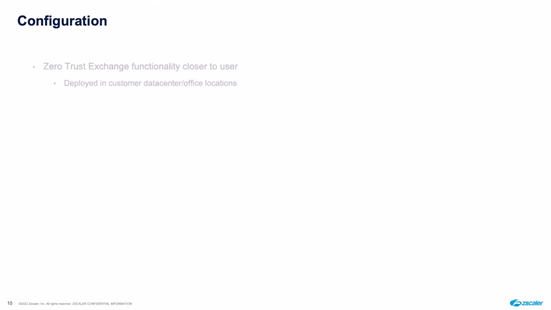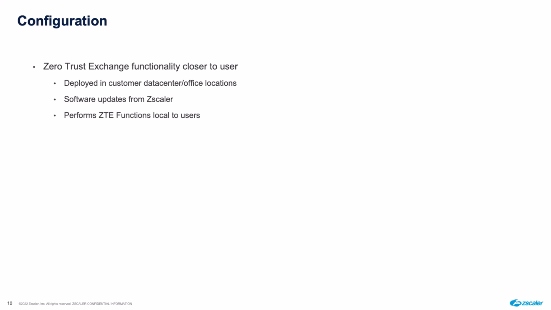So if we think about the configuration for this, we're going to deploy a private service edge in those data center or office locations. The software updates come from Zscaler to that service edge the same way that they would for an app connector or any other part of the Zero Trust Exchange provided by Zscaler. Those Zero Trust Exchange functions are then provided by that private service edge local to the user, and this service edge is single tenant dedicated to that customer inside their architecture.